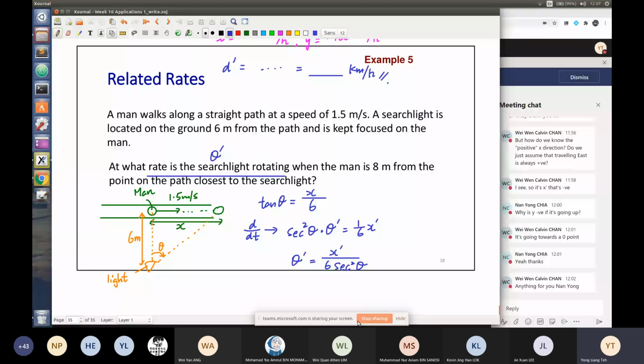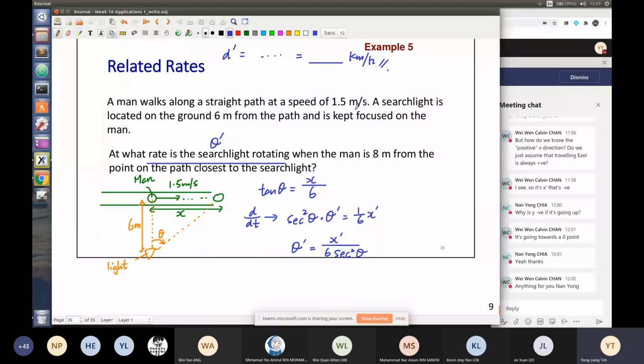Once I have that, obviously x prime is just my speed of the man walking. So that's actually increasing at 1.5 meters per second, as you can see. This x is increasing, so this speed is also positive. So x prime is positive in this case. I know x prime, no big deal, but I do not know theta. But I can always find out because I know this relationship already.